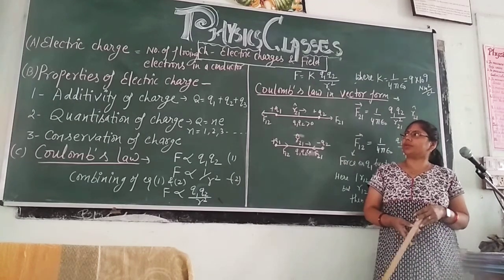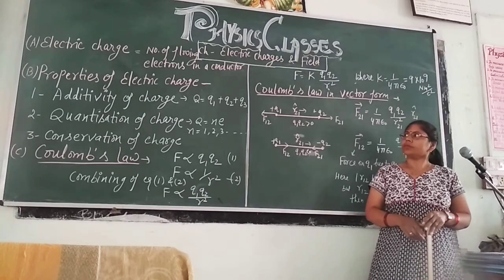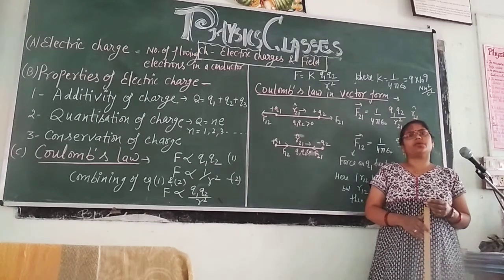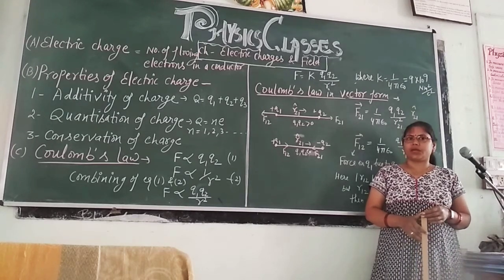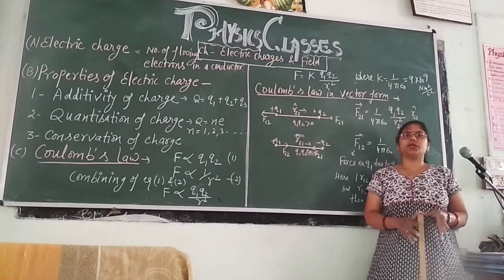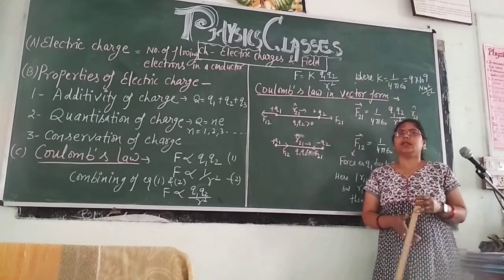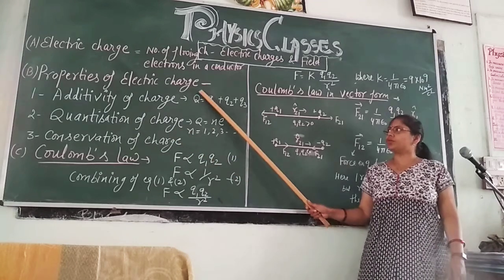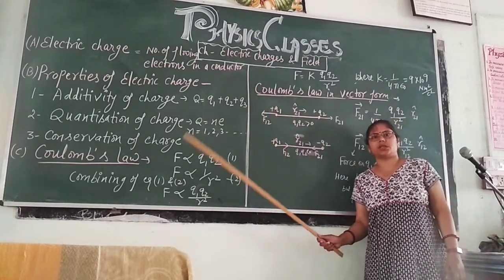Now we start with the properties of electric charge. What are the properties of electric charge? The first property is additivity of charge, which means you can add or subtract different charges. If there are a number of charges, the total charge will be Q is equal to Q1 plus Q2 plus Q3 if all charges are positive.